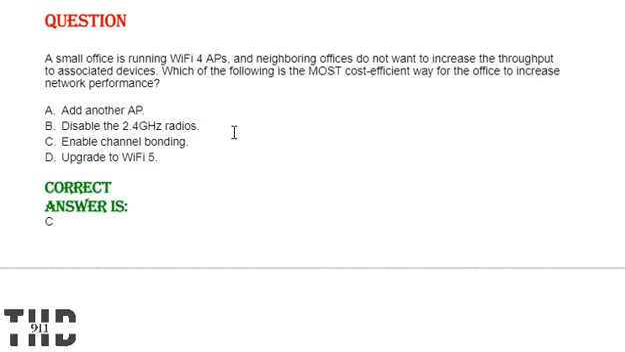A small office is running Wi-Fi 4 APs and neighboring offices do not want to increase the throughput to associated devices. Which of the following is the most cost efficient way for the office to increase network performance? Option A, add another AP. Option B, disable the 2.4 GHz radios. Option C, enable channel bonding. Option D, upgrade to Wi-Fi 5. The correct answer is option C.